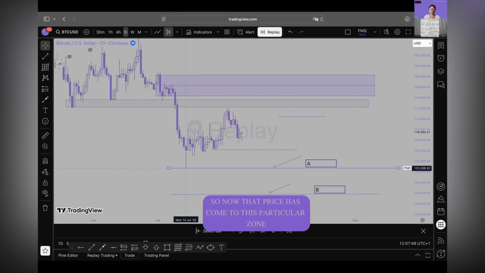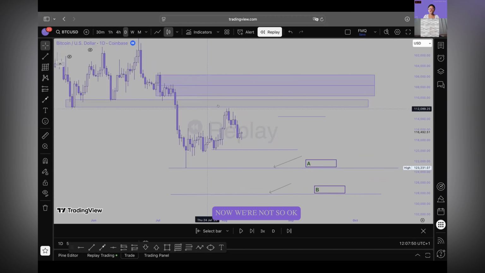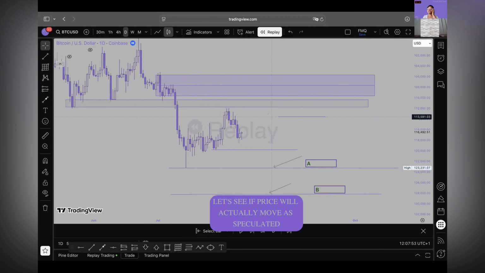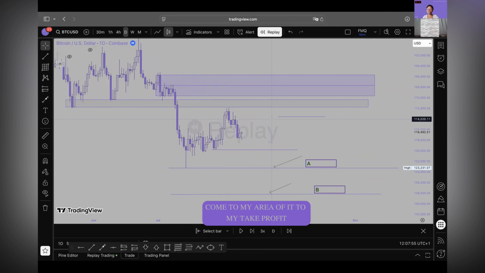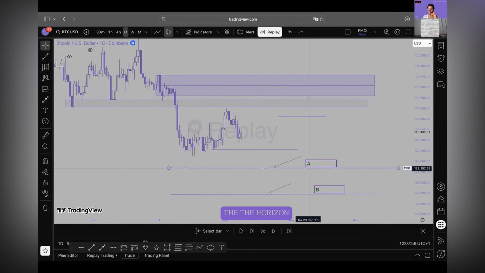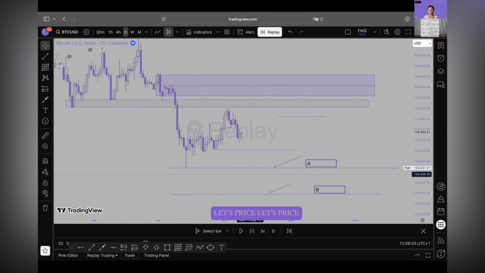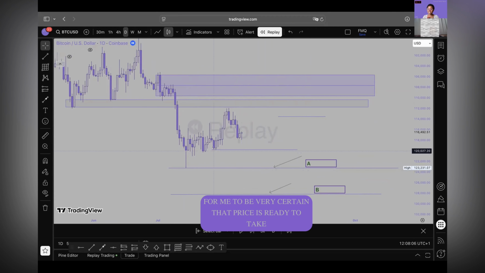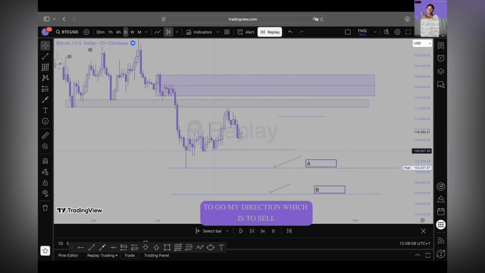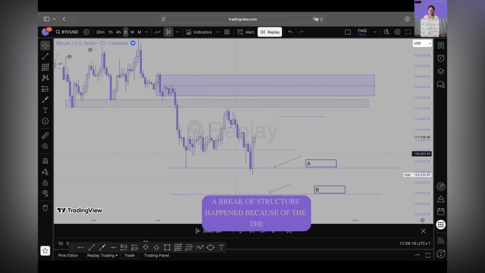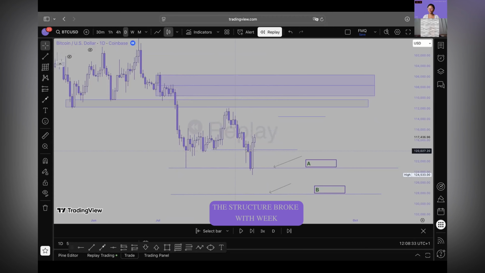So now that price has come to this particular zone, we'll say, okay, let's see if price will actually move as speculated, come to my take profit, which is A, the horizontal trend line. Now, we already see that price has come here. For me to be very certain that price is ready to go my direction, which is to sell, let me wait for a break of structure. So now, a break of structure happened.